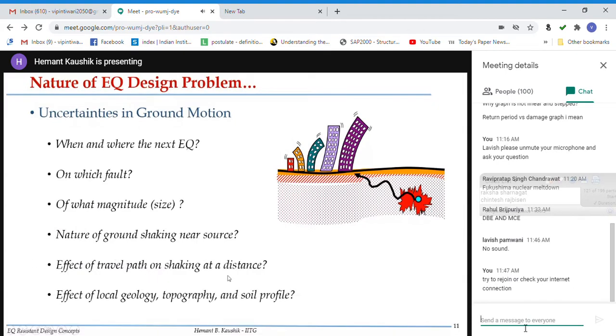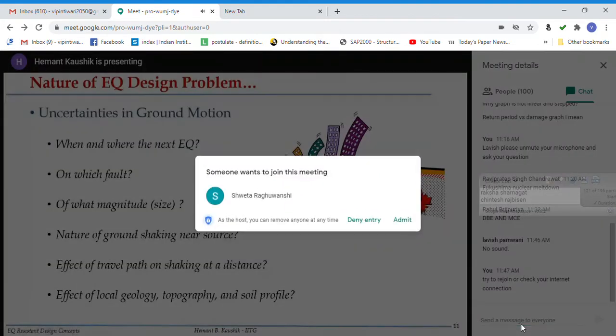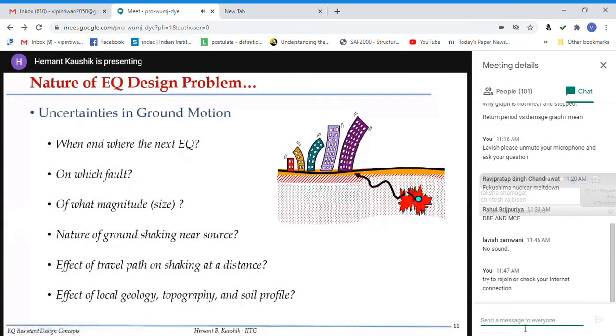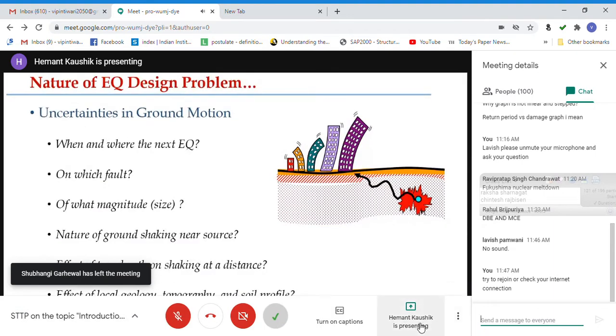Effect of travel path on shaking at a distance. So what type of soil is there when these energy waves travel from the focus to the structures? Is it actually changing the type of the waves? So the travel path is actually very important. When these waves travel, they attenuate by the time they reach the structures, right? And the attenuation depends on the soil profile, and also on the frequency of these waves. Okay, so when the frequency of the waves and the frequency of the soil match, then you have very vigorous resonance movement. Effect of local geology, topography and soil profile, like I already discussed. So these are the uncertainties.